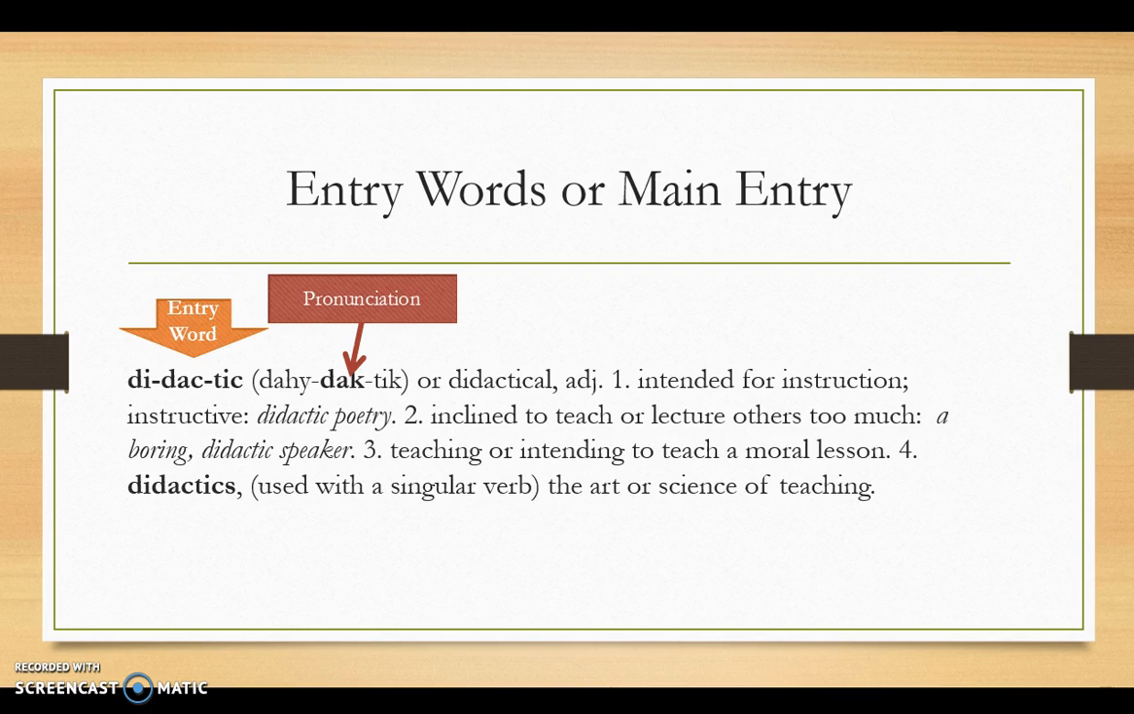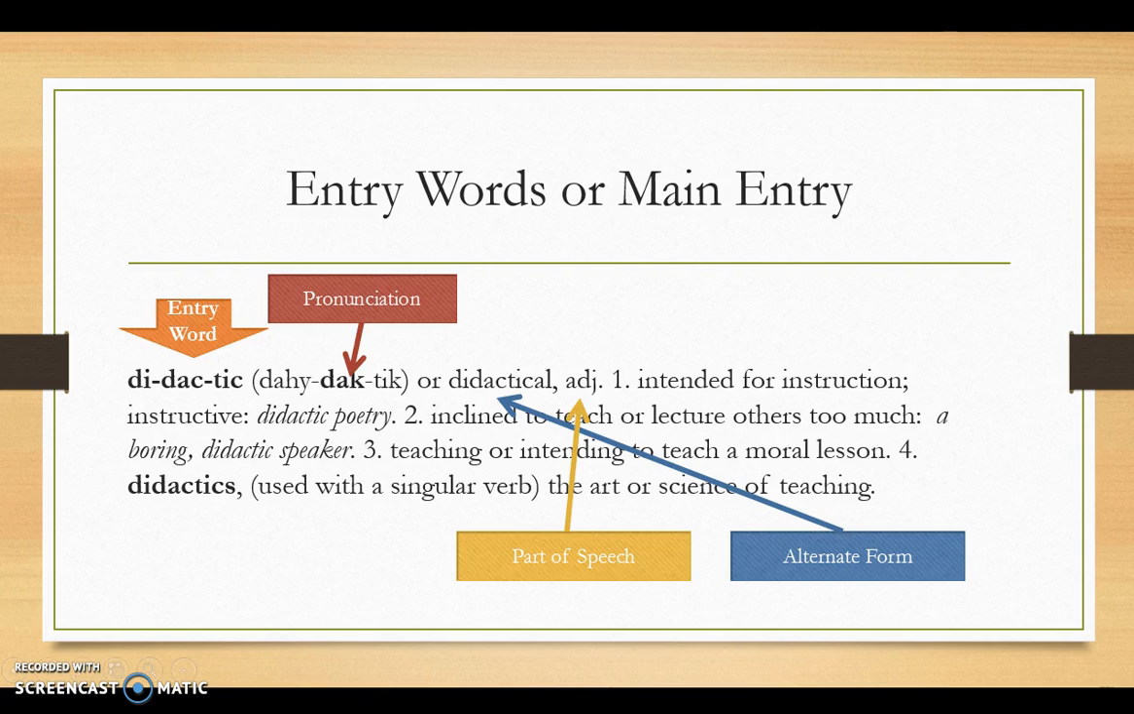Following the pronunciation guide, you may see an alternative form of the word. In our example, there is an alternative form of the word. It's didactical. Typically, after an alternative form of the word, you'll find what part of speech the word is, such as verb, noun, adjective, etc. From the entry, we can see that the word didactic is an adjective. Sometimes you may have a word that can be multiple parts of speech. In those cases, the parts of speech will be listed, followed by the definition for the word in that particular form or part of speech.